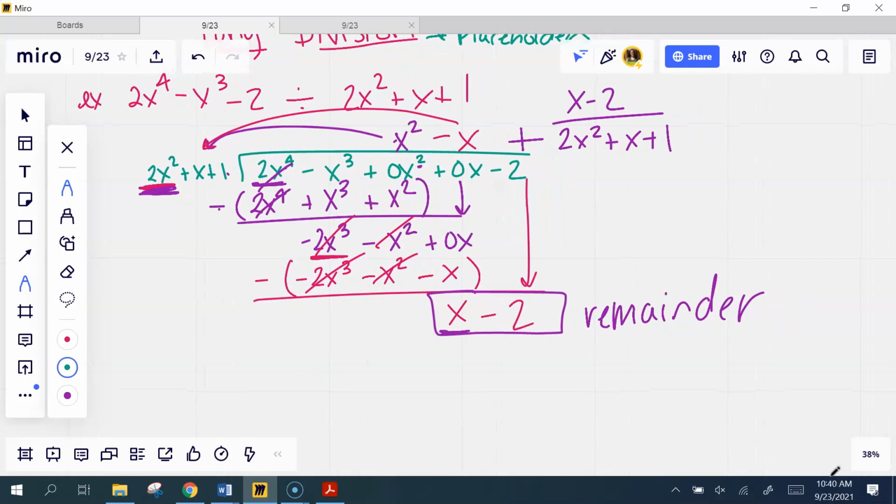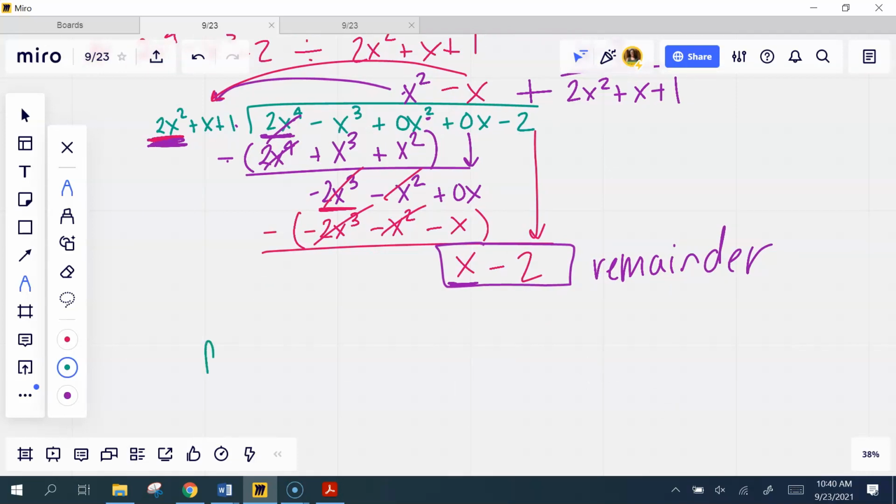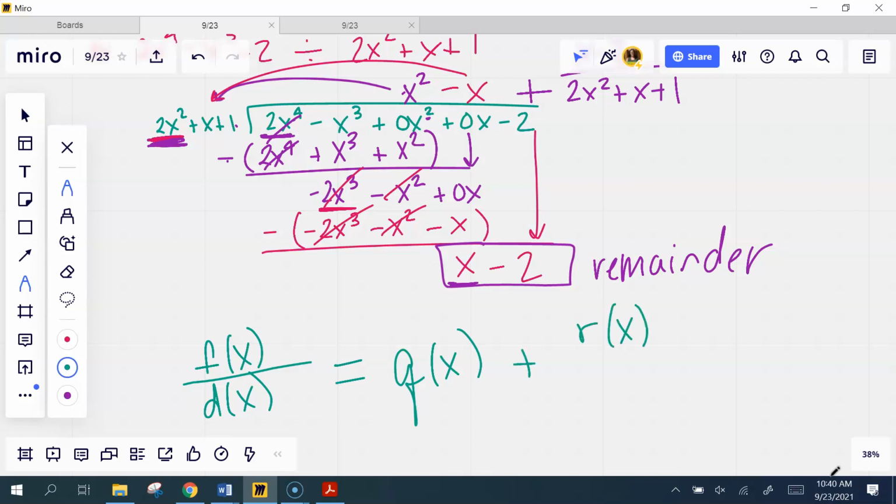So in fact, your book lays it out for you in sophisticated terms. If I have f of x and I divide it by d of x, what I get is q of x. Can you think about what these variables might stand for? Quotient. That's right. Quotient plus remainder. What would it go over? D of x. What you divide by is what it goes over here. So quotient and remainder.